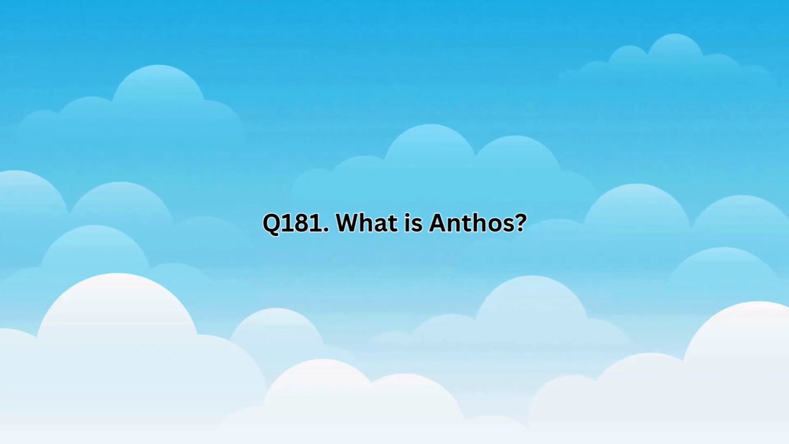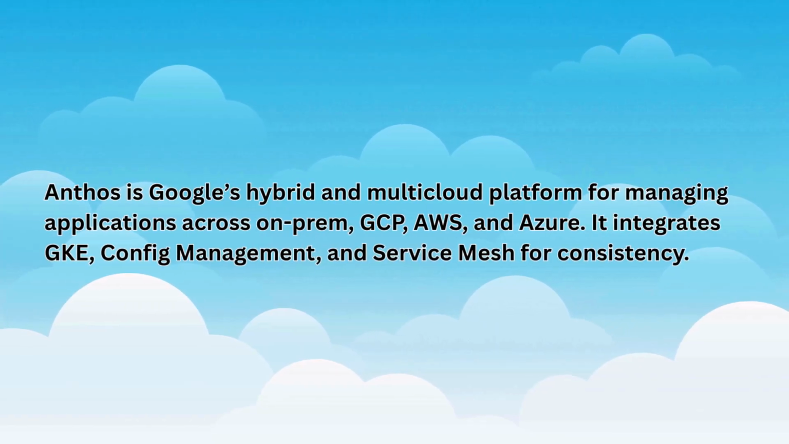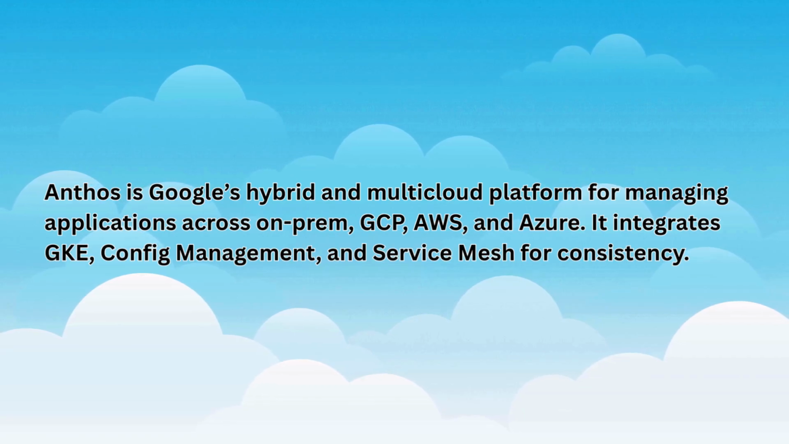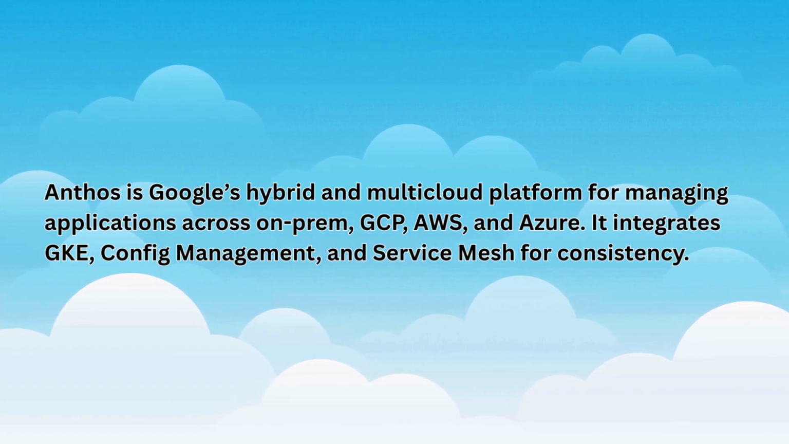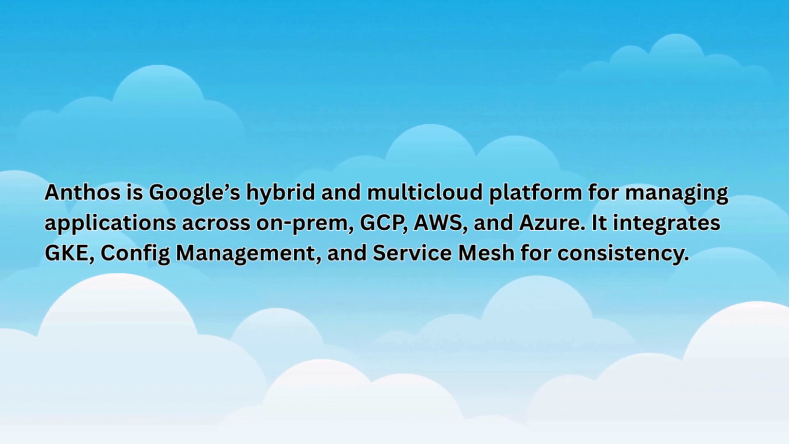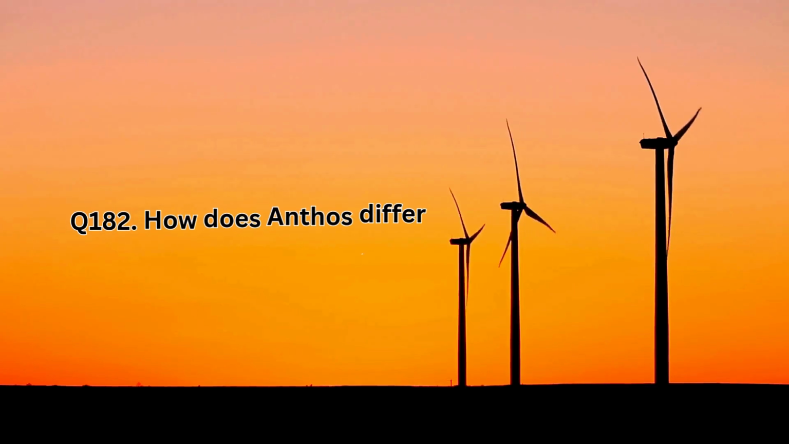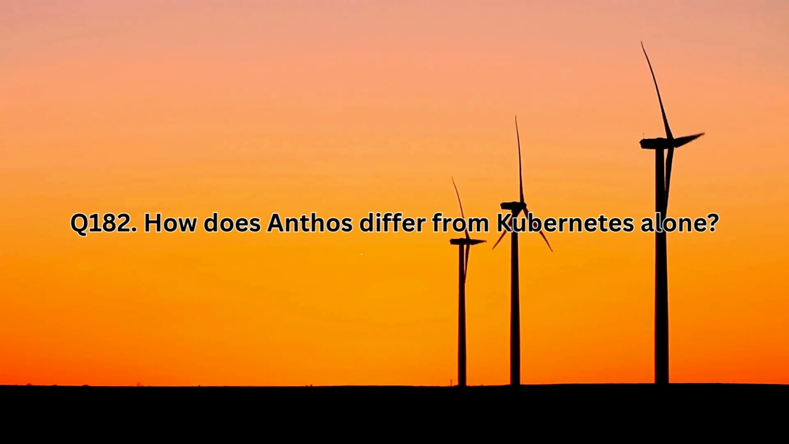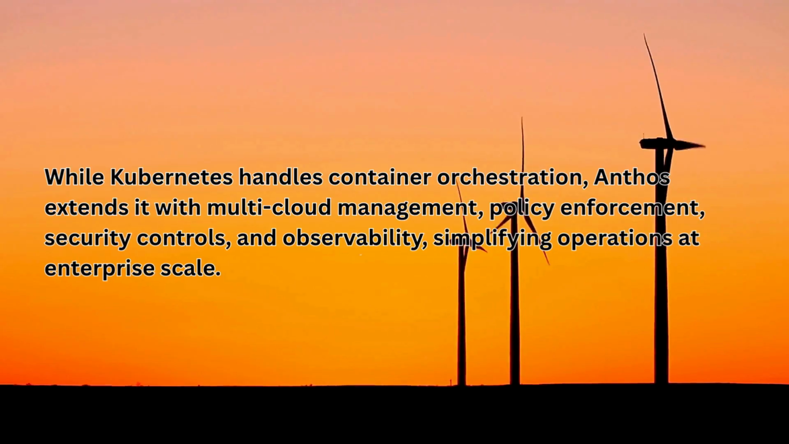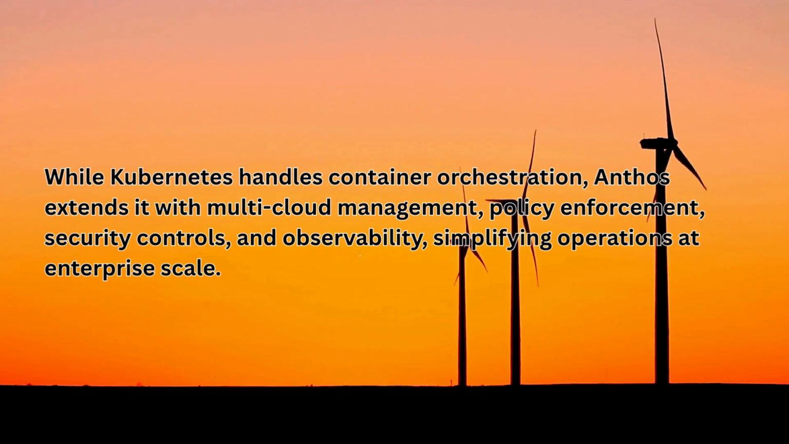What is Anthos? Anthos is Google's hybrid and multi-cloud platform for managing applications across on-prem, GCP, AWS, and Azure. It integrates GKE, config management, and service mesh for consistency. How does Anthos differ from Kubernetes alone? While Kubernetes handles container orchestration, Anthos extends it with multi-cloud management, policy enforcement, security controls, and observability, simplifying operations at enterprise scale.